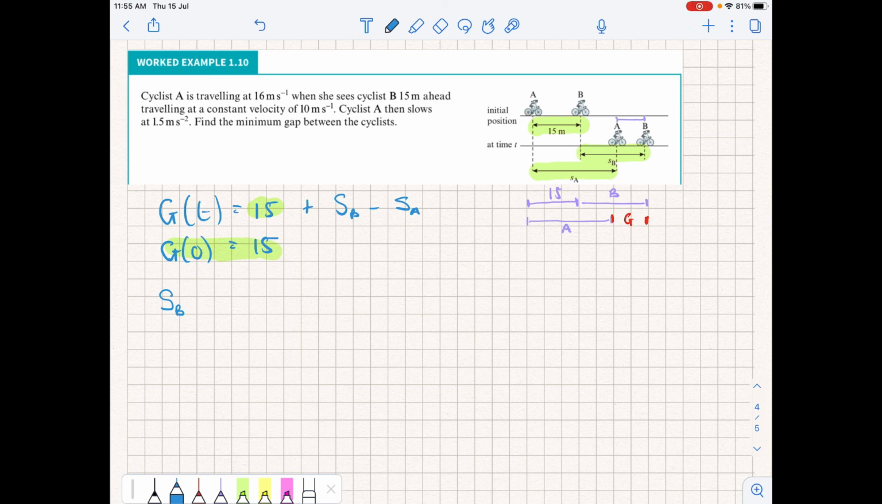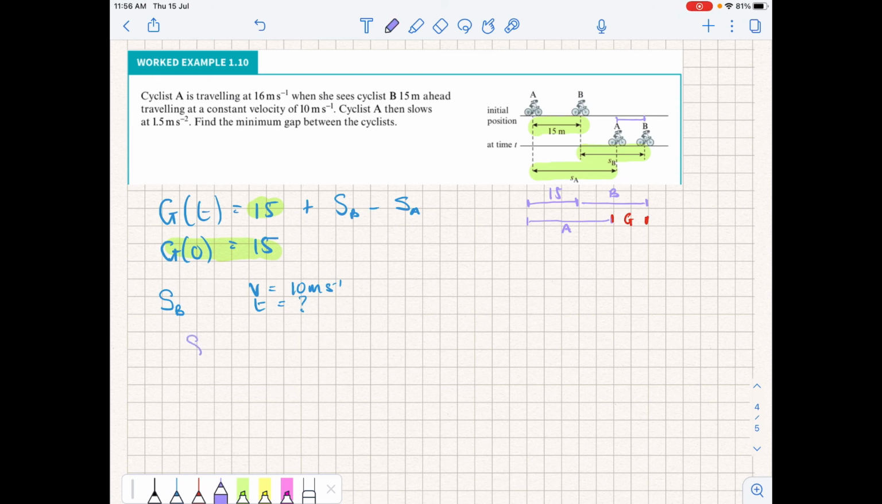Okay. What do we know about cyclist B? Cyclist B is traveling at a constant velocity, right? So we just have velocity, and that velocity is equal to 10 meters per second. We want the time to be a variable in our equation because we want to take any point in time. So we're not going to solve for t, we just want to keep it in our equation.